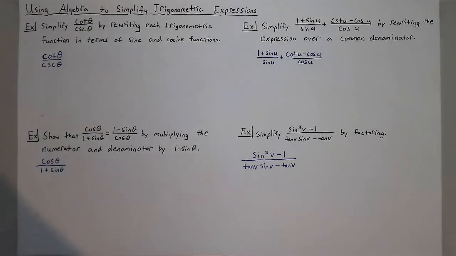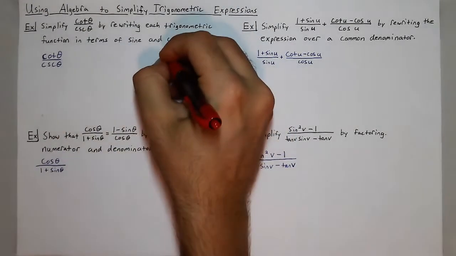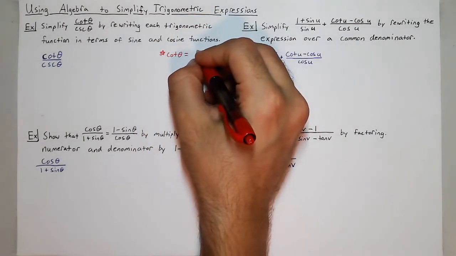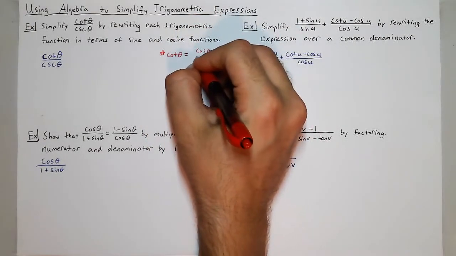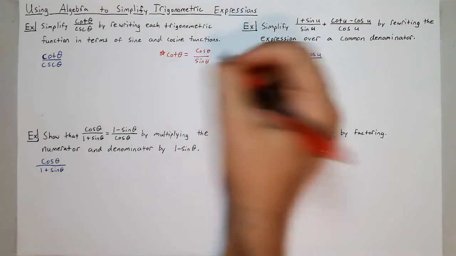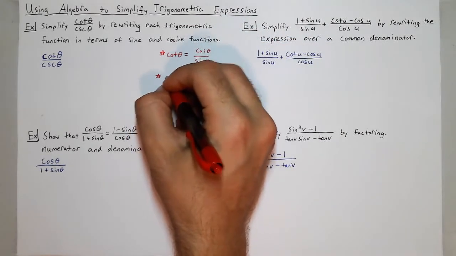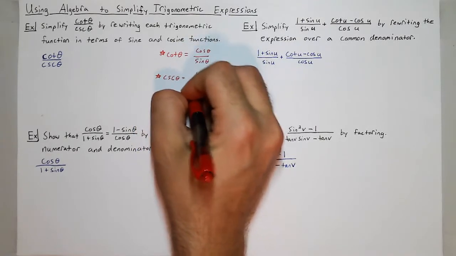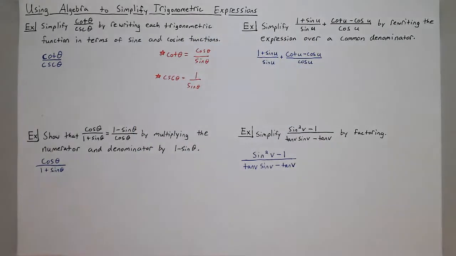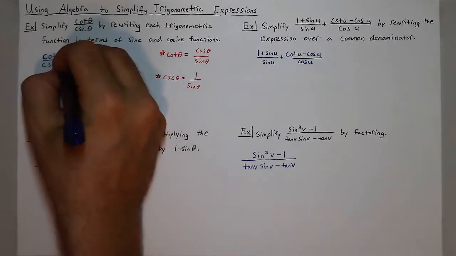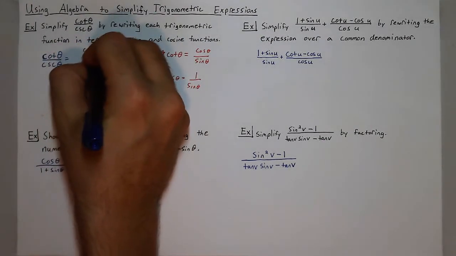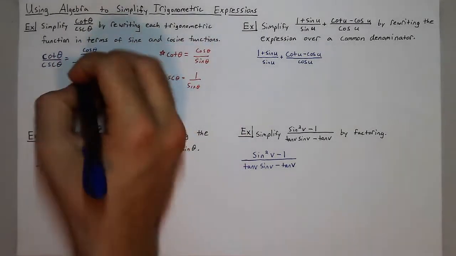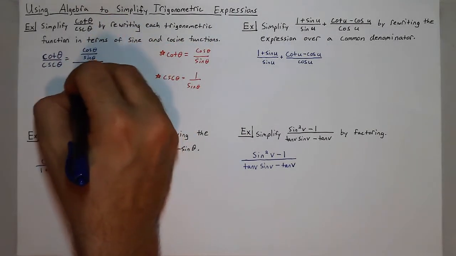So, we know that cotangent of theta is equal to cosine of theta over sine of theta, and cosecant of theta is equal to 1 over sine of theta. So I can rewrite this expression as cosine of theta over sine of theta over 1 over sine of theta.